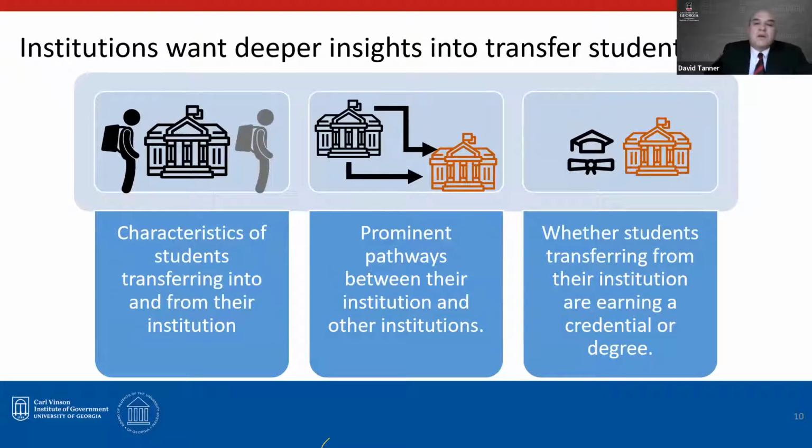So one of the things we're interested in sharing with you today is how we've looked at student transfer patterns, and that is students who are moving from one institution to another. What are those characteristics? And what are some prominent pathways between their institution and other institutions? So what are some of the characteristics of these students? What are some of the prominent pathways?